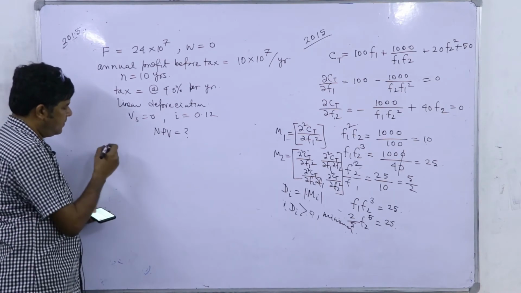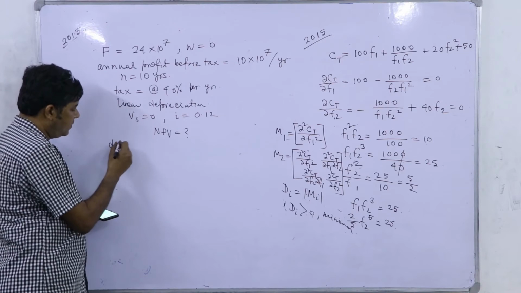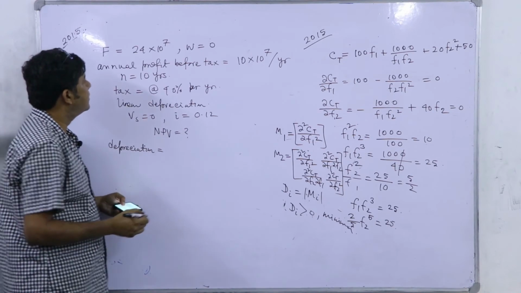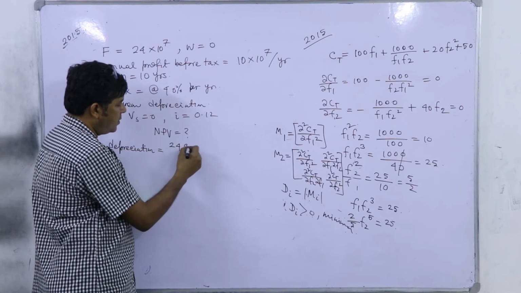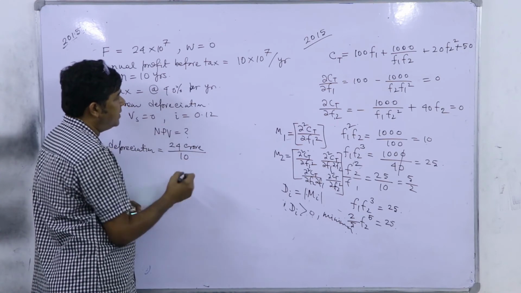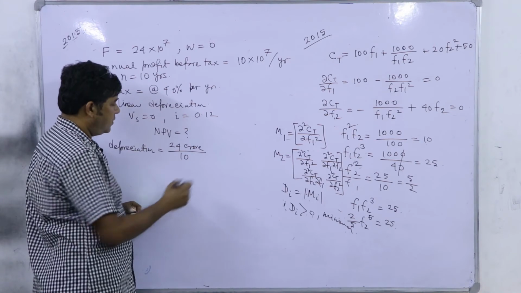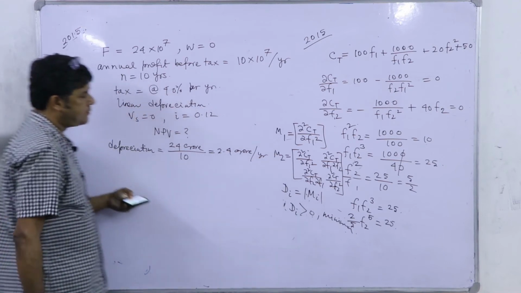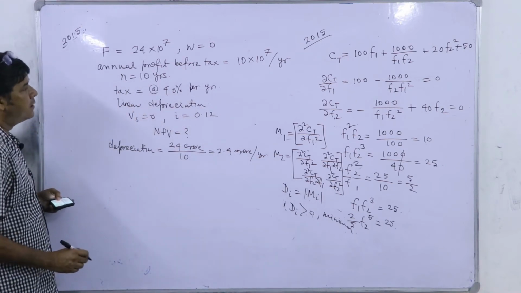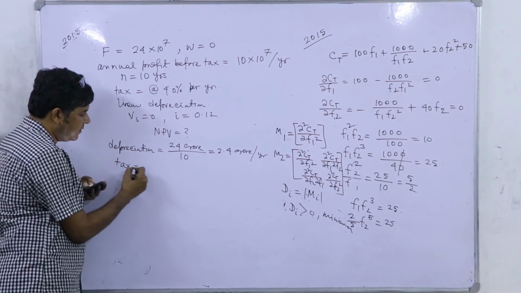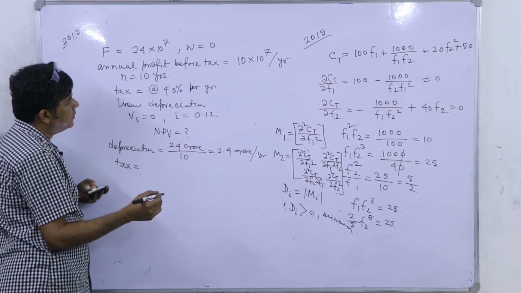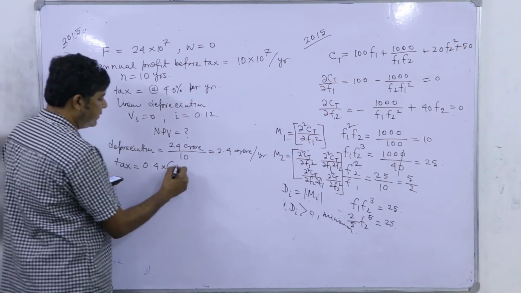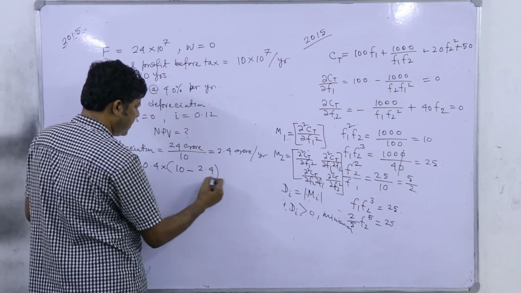So, this depreciation is 24 crore divided by 10 because the salvage value is 0. This is 2.4 crore per year. This is the depreciation. Right. So, tax is 40% of this profit. Definitely we have to subtract depreciation. So, the profit is 10 minus depreciation 2.5 crore.